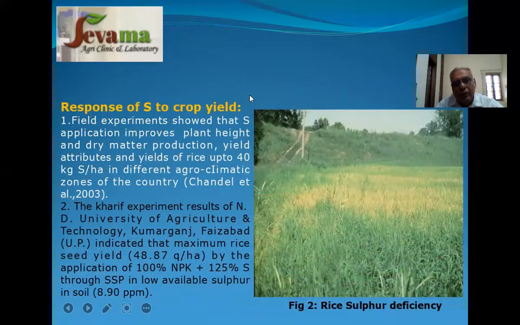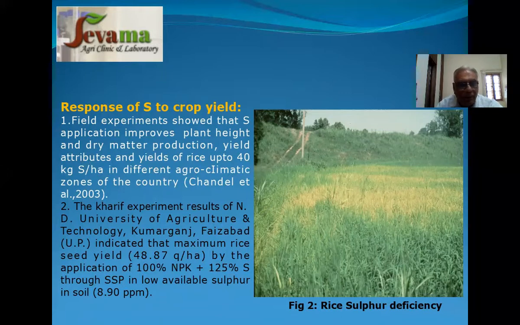Response of sulfur to crop yield. Here you can see rice sulfur deficiency. Yellow patches are there due to the sulfur deficiency. One field experiment showed that sulfur application improved plant height, dry matter production, yield attributes, and yield of rice up to 40 kg sulfur per hectare in different agroclimatic zones of the country. That experiment was conducted in India, and they got the response of sulfur on rice crop.